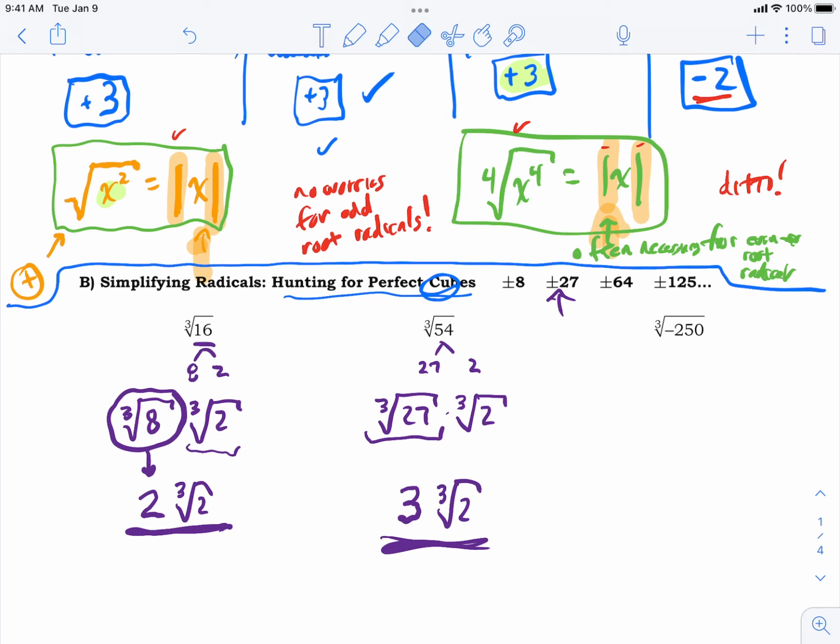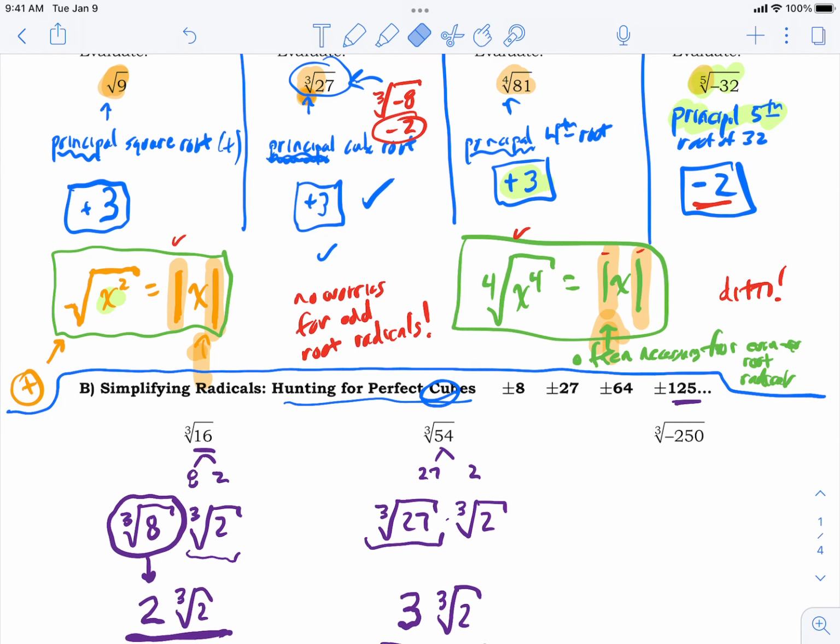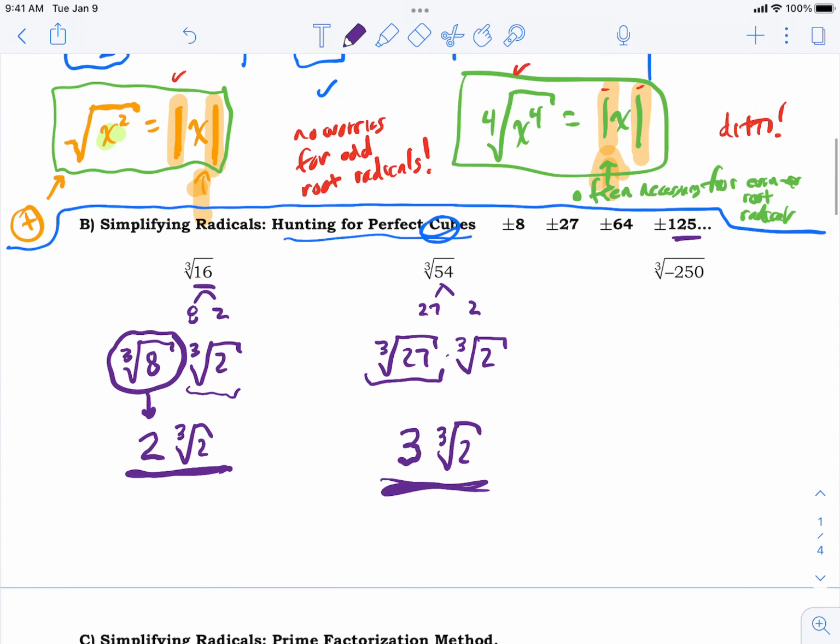Let's look at this next one here. 250, does it have an 8? No. Does it have a 27? No. You know what it has? It's got a 125 in it. See that? It's got a 125 in it. That's what we should do. And in fact, because it's a negative, I'm actually going to break it up as a negative 125 times a 2. So what I'm saying here is that the cube root of negative 250 is the same thing as if I had the cube root of negative 125 and I multiplied it by the cube root of 2, right? So once more, negative 125 times 2 is negative 250. So it works.